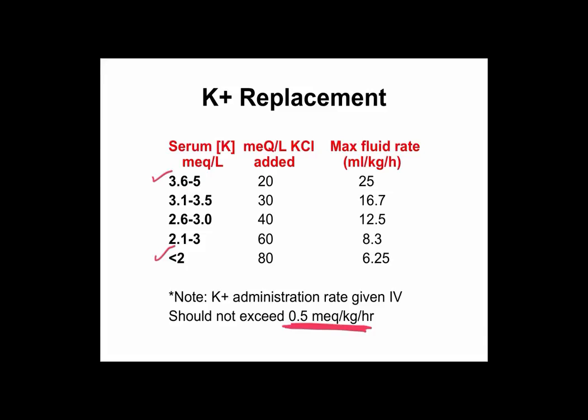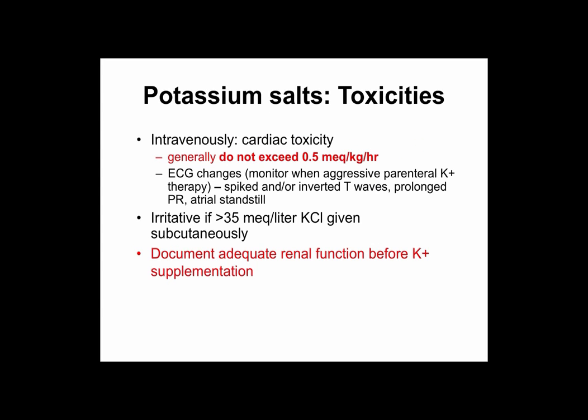In case the animal's catheter kinks and then unkinks, or anything like that that would lead to massive amounts being given. And remember, we're trying to avoid stoppage of the heart. So this gets to the toxicities we see of potassium salts. The major one intravenously is cardiac toxicity, and that's generally, as I said, you don't want to exceed 0.5 milliequivalent per kilogram per hour.